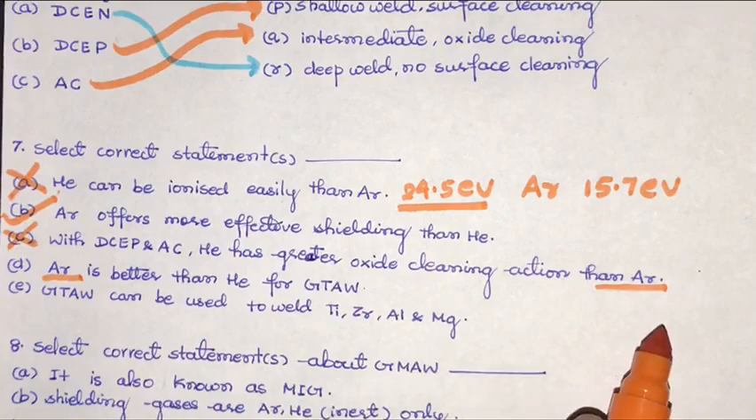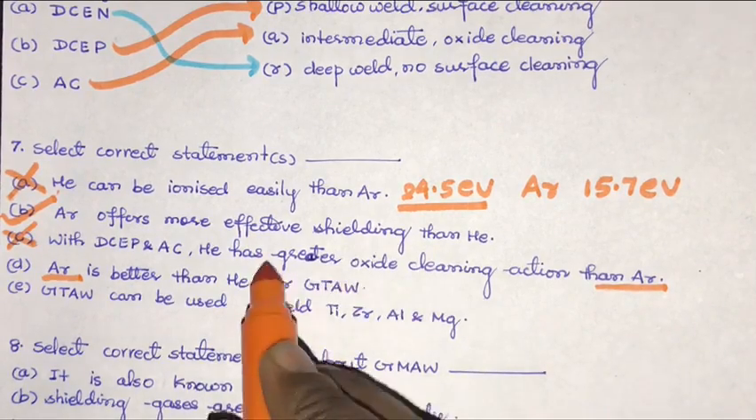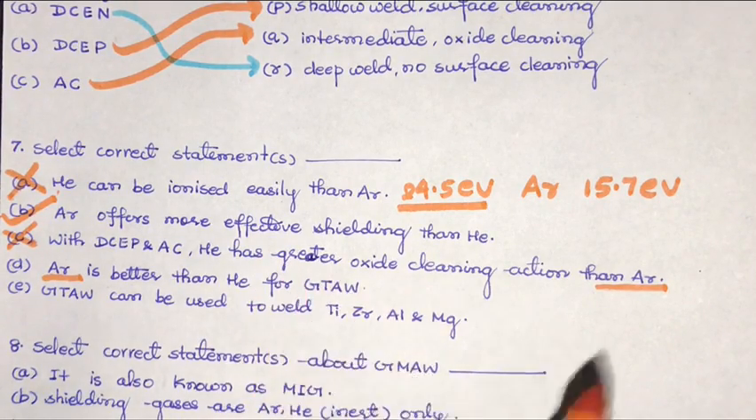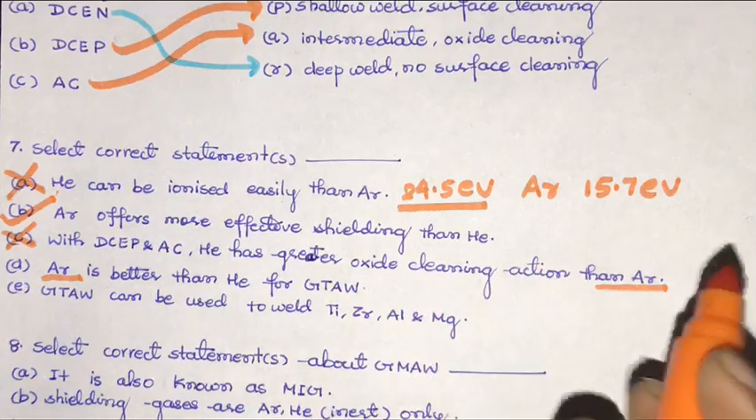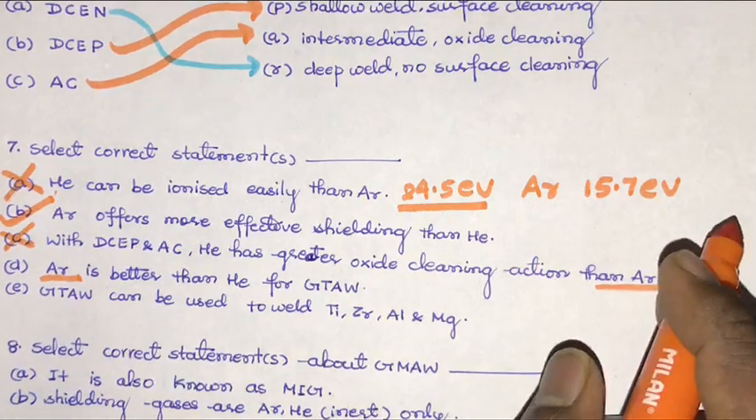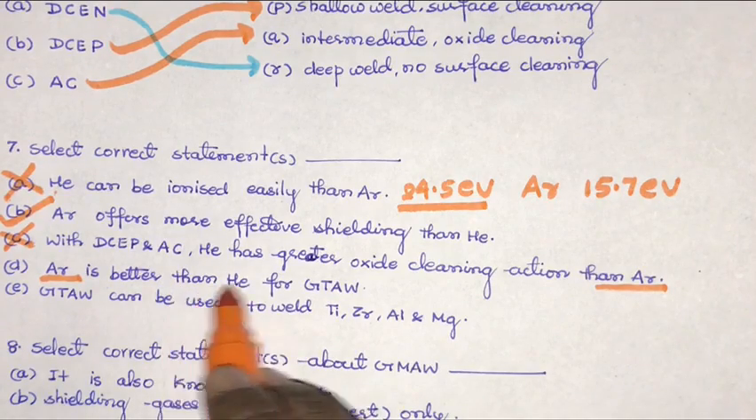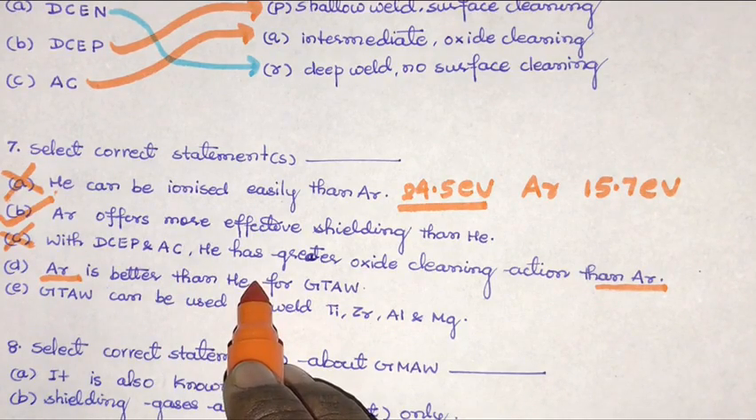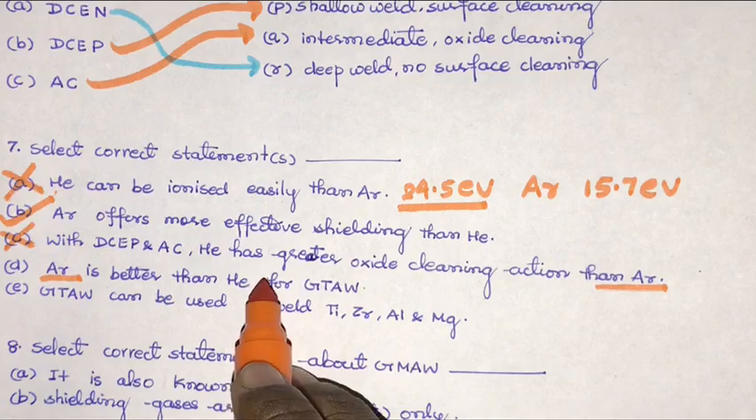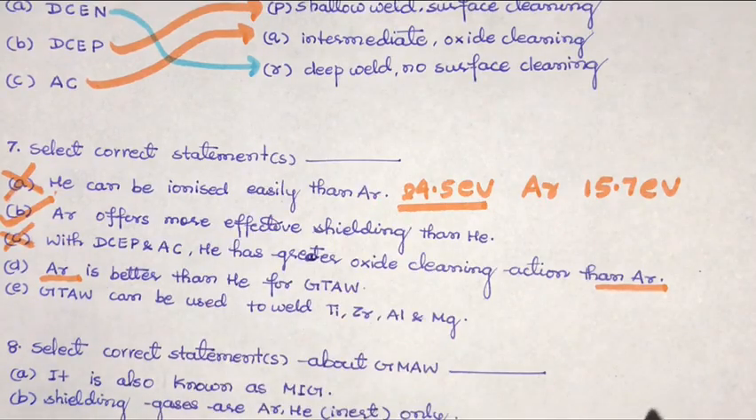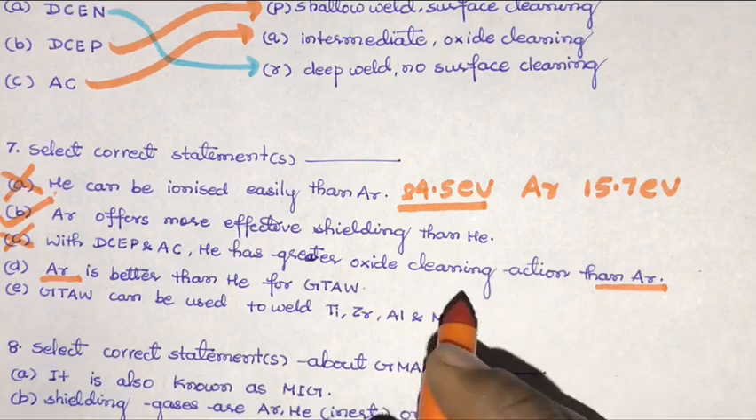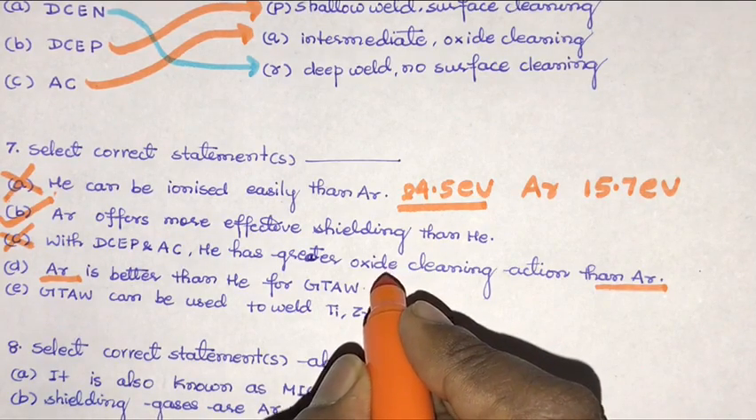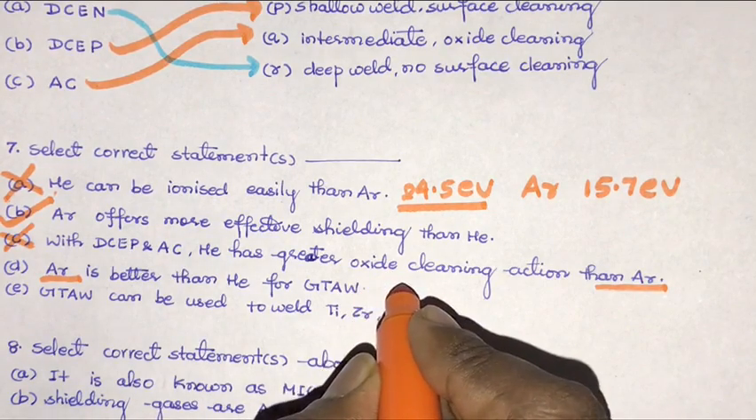Argon has a higher molecular weight, so it can have greater oxide cleaning ability as compared to that of helium. It also has low ionization potential, so it can be ionized very easily. So there are a lot of advantages of using argon over helium.